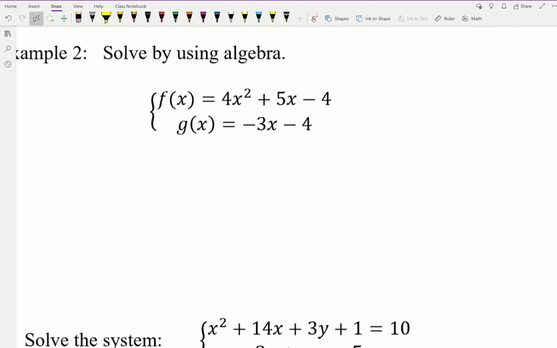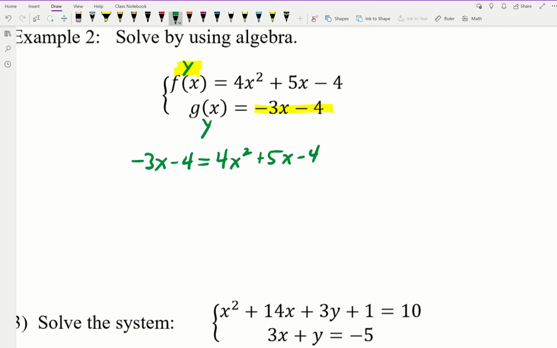All right, in the next example, example 2. This is to me set up very similar. F of x and g of x are both different ways of saying y. So I'm going to go ahead and do the same thing we did and take this, plug it in here, which gives you the equation negative 3x minus 4 equals 4x squared plus 5x minus 4.